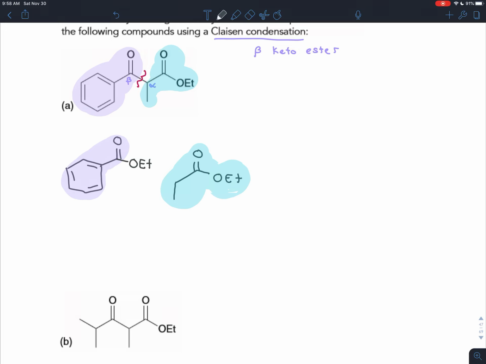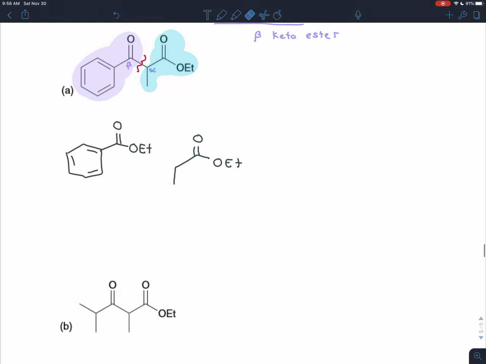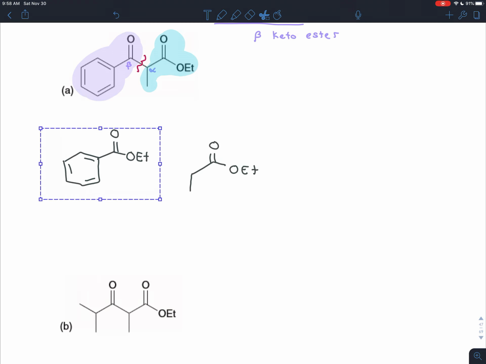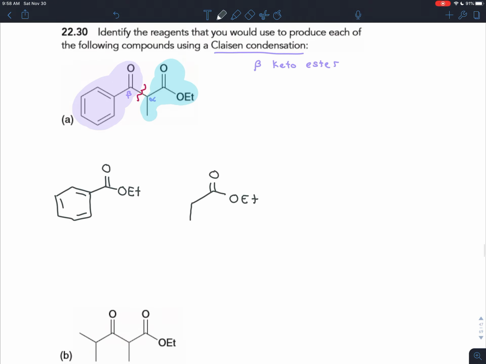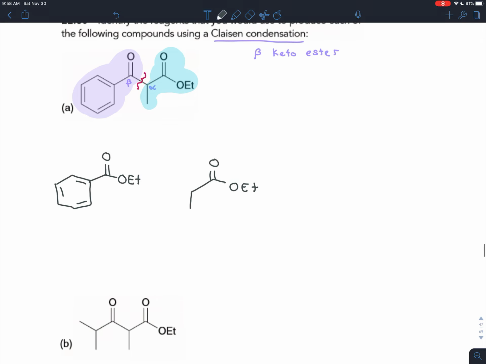Now you'll notice that these two esters are not the same, and so we can't treat this just with a regular base. We wouldn't be able to treat this with sodium ethoxide because these esters are not the same. If the esters are ever not the same, the best procedure to do is to use LDA. And we've seen this before. We saw and discussed this a little bit when we first introduced the crossed aldol products.